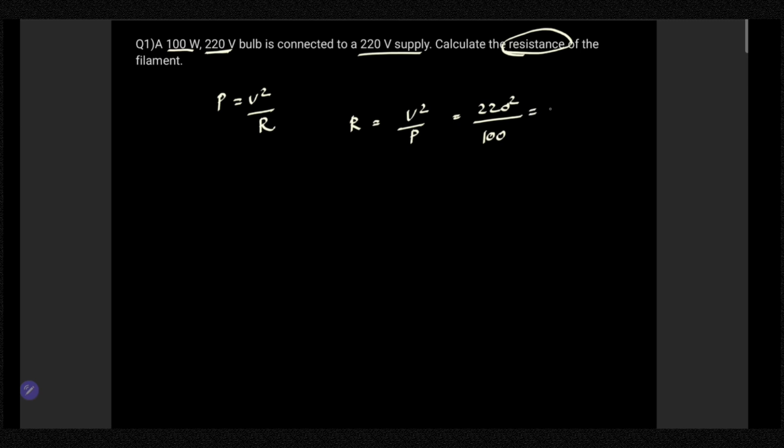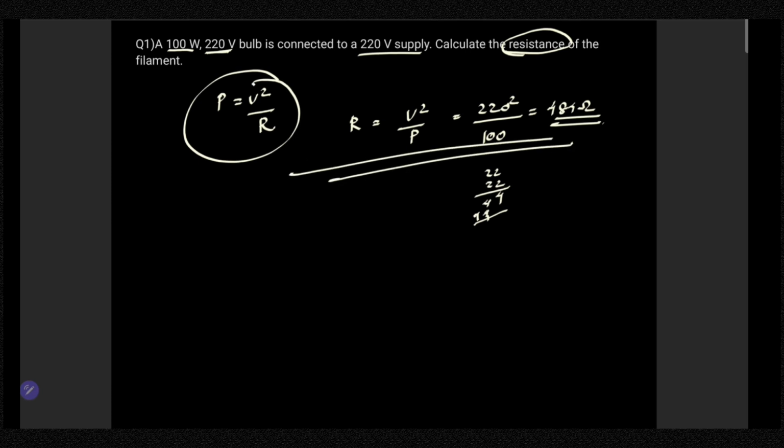So what do we get? 484. That is 22 into 22, 484 ohm. Simple, we just have to know this formula and we can solve this question. This is a basic question, so this is the easiest one to solve. We will have a look at more ones.